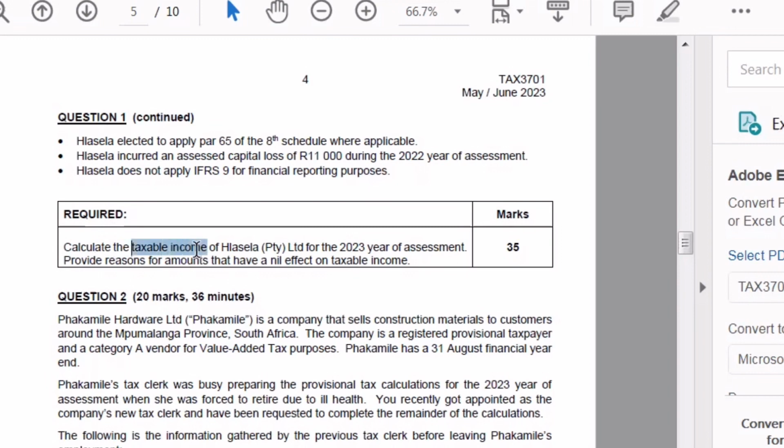So the question is saying calculate the taxable income, not tax liability, but taxable income. The taxable income is the amount that you will apply the tax rate on. Now we're using 27%. So you're going to say times 27, then you get the tax liability. That income that you have at the end is the income that you would then apply the applicable tax rate or the tax tables if it's a small business. So know that there's a difference between tax liability and taxable income. Tax liability is the amount that you need to then pay over, calculated from the taxable income.